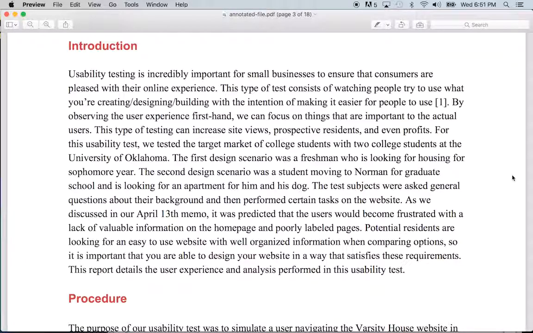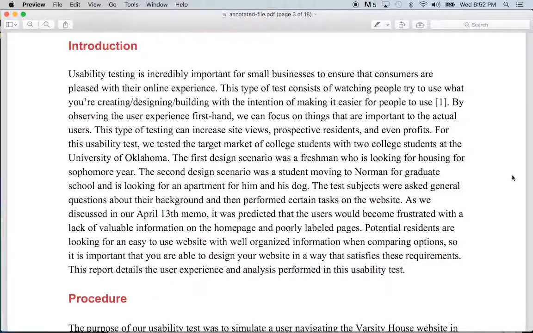So a really great definition of usability testing. By observing the user experience firsthand, we can focus on things that are important to the actual users. This type of testing can increase site views, prospective residents, and even profits. So it's directing usability testing towards their website specifically, prospective residents.